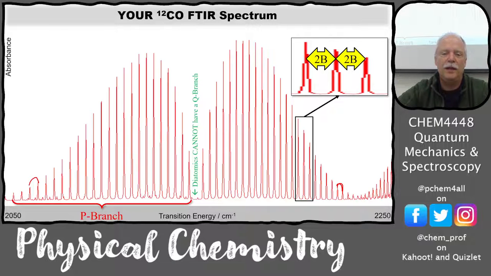And we do that. Diatomics can't have a Q branch because there's no way to have a perpendicular stretch in a diatomic. So that's why the Q branch is missing.